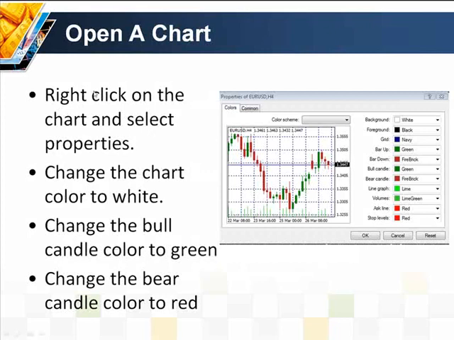So what you need to do is open a chart, and first of all, so that your charts look the same as ours, right-click on the chart and select Properties, and then change the background color of the chart to white, change the color of the bull candles to green, and change the color of the bear candles to red. And then once you're done that, click OK.